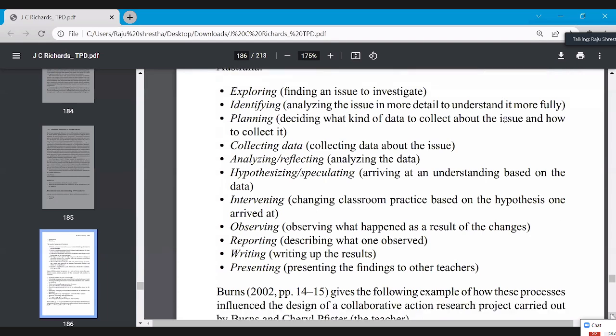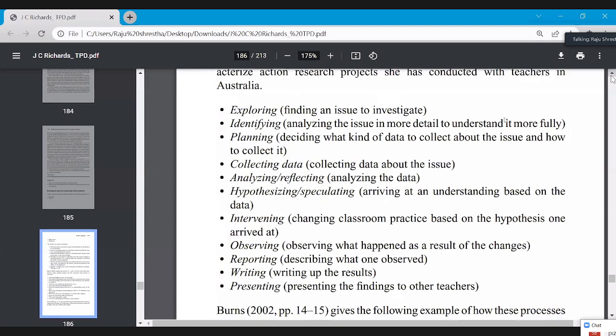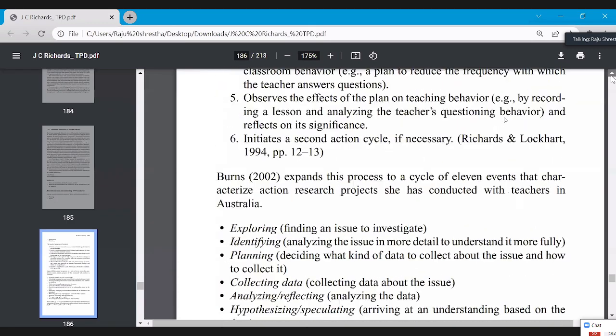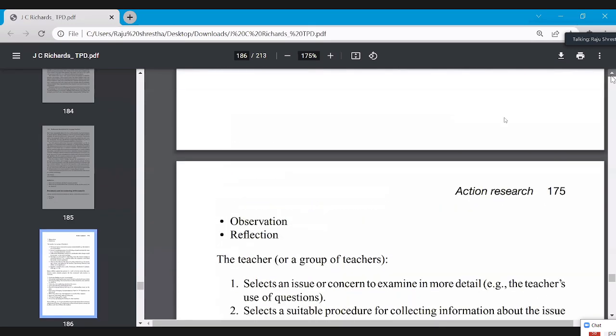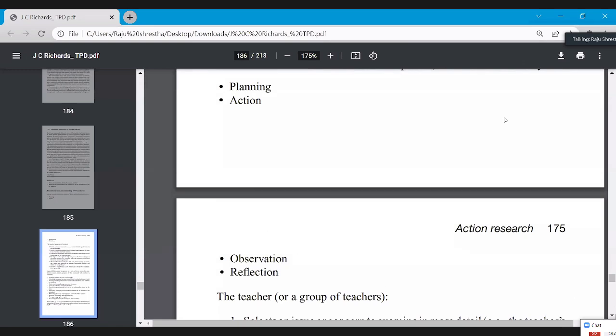They are also useful, but in the teaching and learning process in the classroom, in school education, we just follow these 4 steps. We plan, we act, we observe, we reflect.